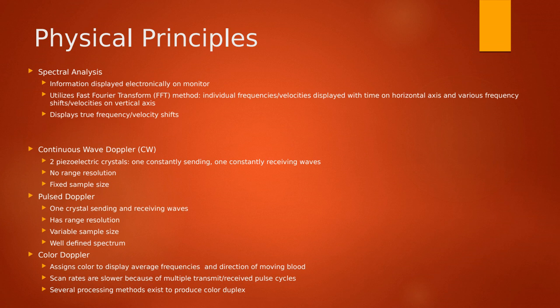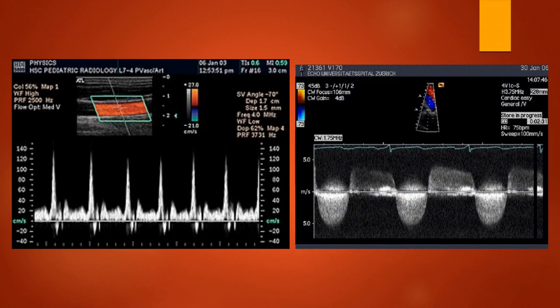So we're using one crystal to send, and then it's receiving once it's sent it out. It has range resolution. We can change the sample size depending on how wide the vessel diameter is. Gives us a nice well-defined spectrum. Very easy for us to measure the peak systolic and end diastolic velocities. And our color Doppler, as we know, it's going to assign color direction based on frequencies and the direction of that moving blood. So things that we're all very used to.